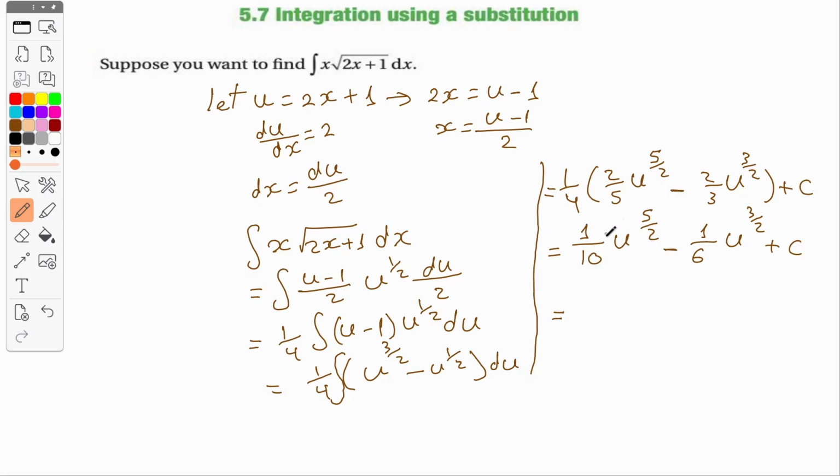Finally, we just need to substitute u. u here is the value of 2x plus 1. So the final answer here is 1 over 10 times 2x plus 1 power of 5 over 2, minus 1 over 6 times 2x plus 1 power of 3 over 2, plus c. And this is the final answer. So this is the strategy to solve this integration, just by doing substitution. We need to substitute to change each x to u.